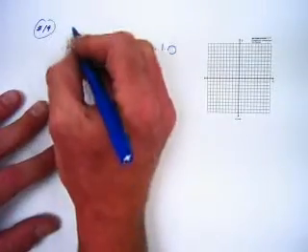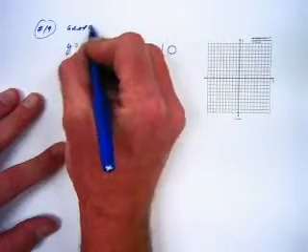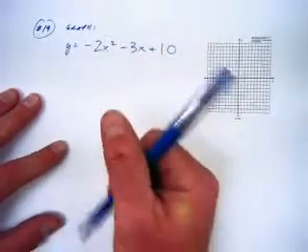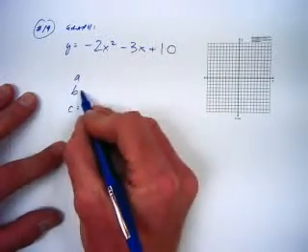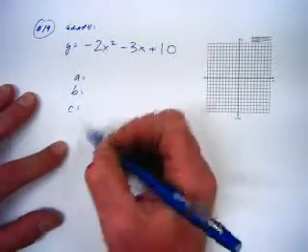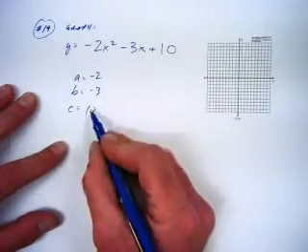Number 19 on page 478, they're asking us to graph something that looks like this. Anytime we graph, we have to get our A, B, and C first, because that's going to help us find our axis of symmetry, negative b over 2a. A is negative 2, B is negative 3, C is 10.